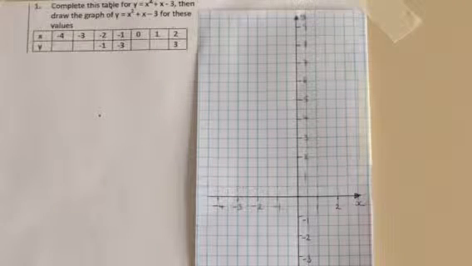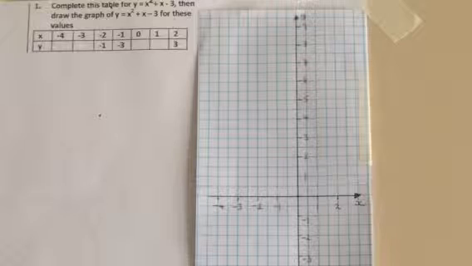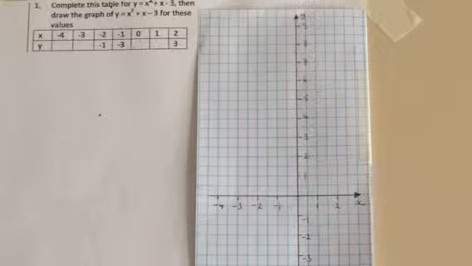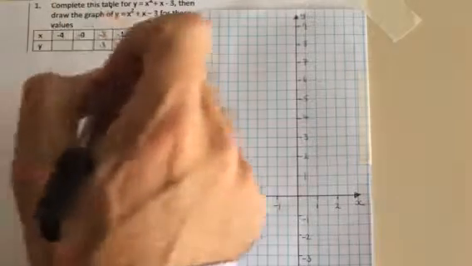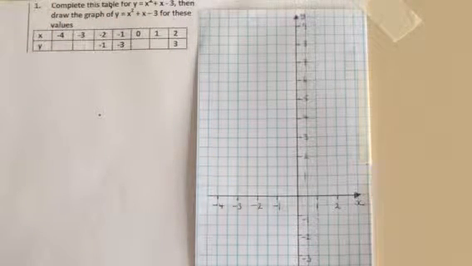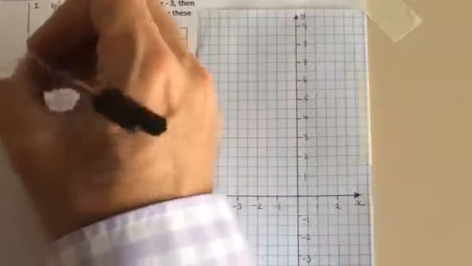Okay, so here we have a question about quadratic graphs. And first of all, we need to complete this table. Now, I've got to be careful doing this because there are a lot of negative numbers involved, and wherever there's a negative number, there is a potential mistake. So I'm going to help myself a bit.